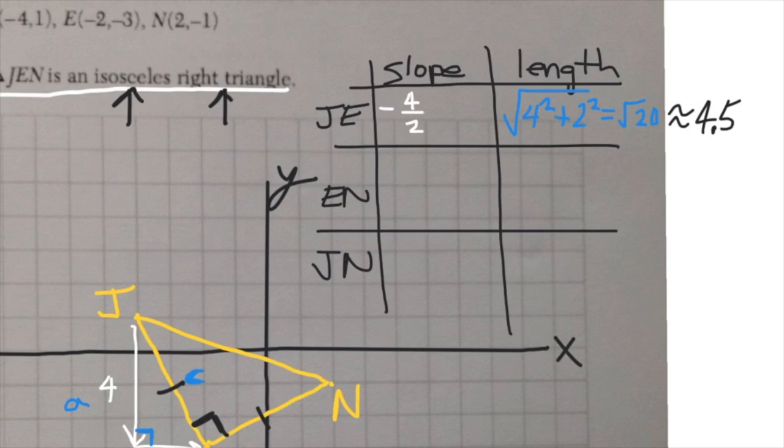All right, now we just have to do it again 3 more times. So looking at side EN, that is going up from left to right. It's going up 2 over 4. So the slope would be +2 over 4. And then we can just simply take those same numbers, the 2 and the 4, and put them under the radical and square them. And that is the quickest way, I think, to get the missing length.